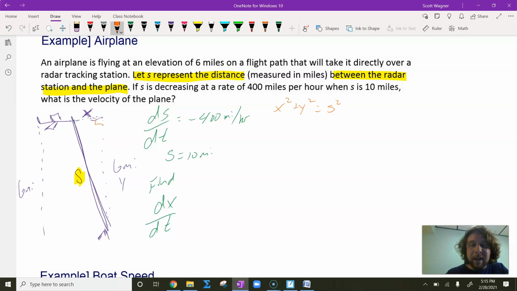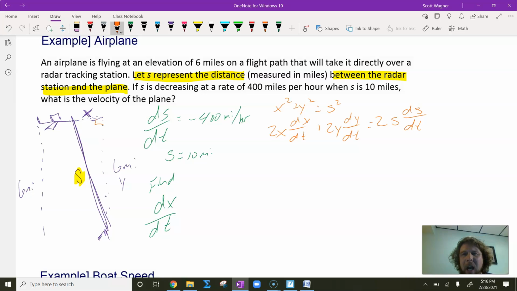So the derivative of x squared is going to be 2x dx dt, and the derivative of y squared, well, that's going to be 2y dy dt. And then I'm going to set that equal to the derivative of s squared, which is going to be 2s ds dt. Fantastic. So that's some of the information that I can use.